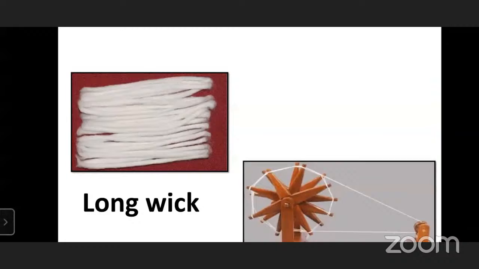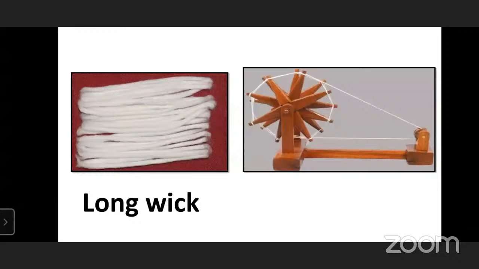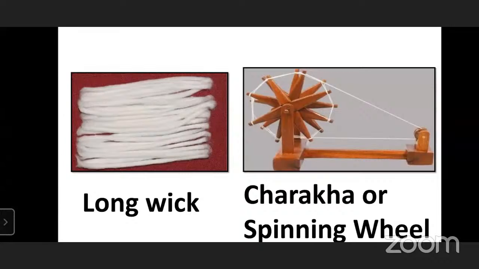Earlier, now we use machines. We use different types of machines for making thread. But when there was no machine, at that time, this was used. What is this? Can anybody guess? What is this picture? Children, this is a charkha. Okay, very good. This is a charkha or spinning wheel.